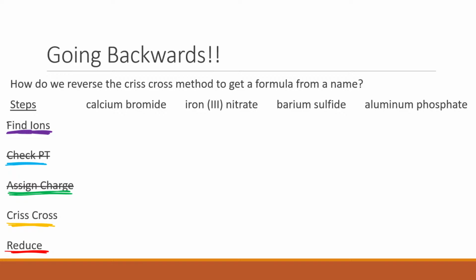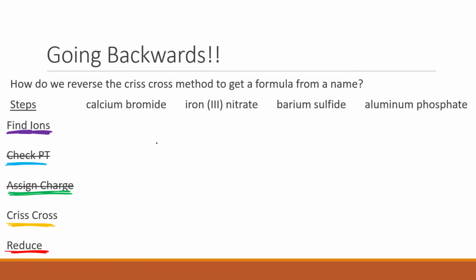The first step when we're going backwards is to find our ions. And in doing that, we are going to check the periodic table and assign charge. All 3 of these steps are going to happen at once. Let's talk about what that looks like, right?